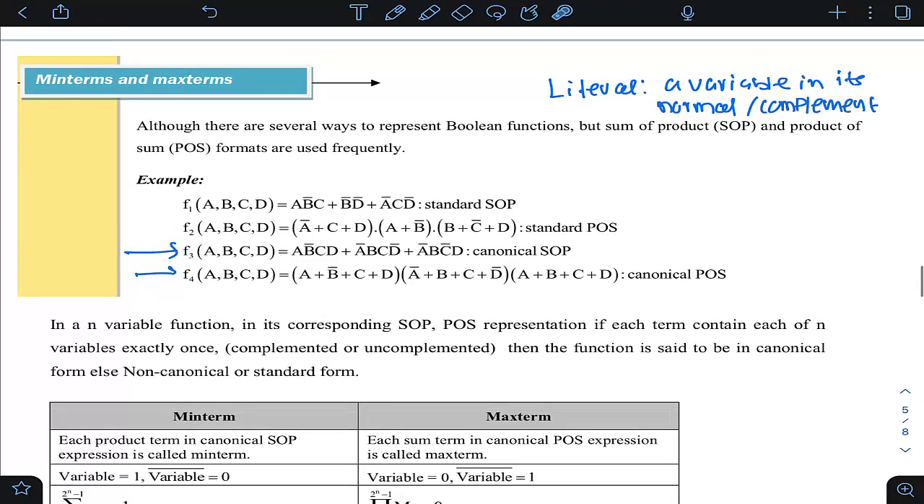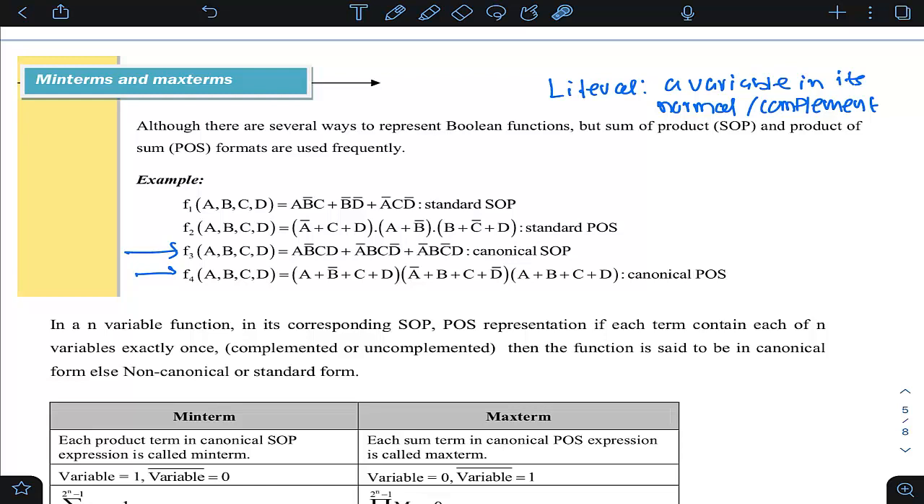Now let us see the definition of minterm and maxterm. Remember, students, to find the minterm and maxterm, the given function should be in canonical form, not in standard form. If a given function is in standard form, it is your responsibility to bring that into canonical form and then access the minterm and maxterm data. How to convert a standard expression into canonical form, we'll learn later. But let us first understand the definition of minterm and maxterm.